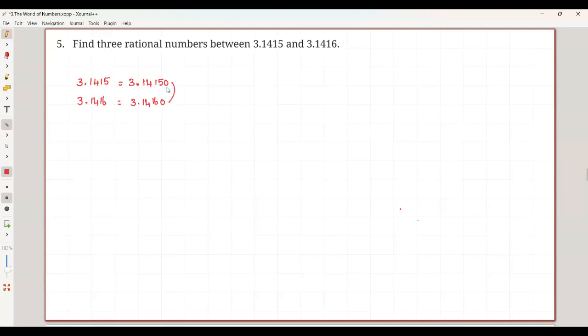If you take 150, it means 151, 152, 153. They are asking for only three rational numbers, so I can write three. We should not include these two numbers, because in between means we should not include them. So don't forget. The three rational numbers can be 3.14151, 3.14152, and 3.14153. They are asking for only three, so the others may come inside. This one is very easy, right?